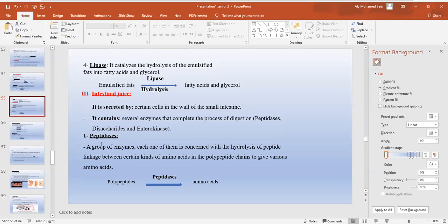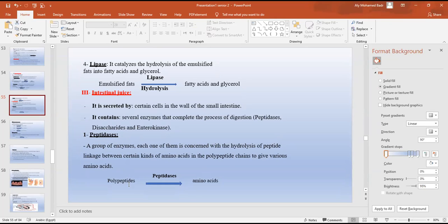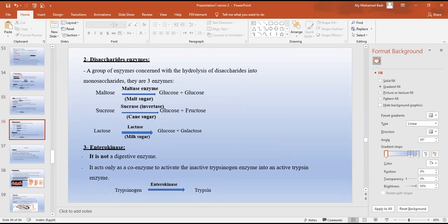The first one is the peptidase. Peptidase acts on the polypeptide chains that come from the protein, then forms amino acids. Again, the disaccharide enzymes: any disaccharide, maltose with the help of maltase, gives glucose and glucose. Sucrose by the help of sucrase gives glucose and fructose. Lactose by the help of lactase will be hydrolyzed into glucose and galactose.